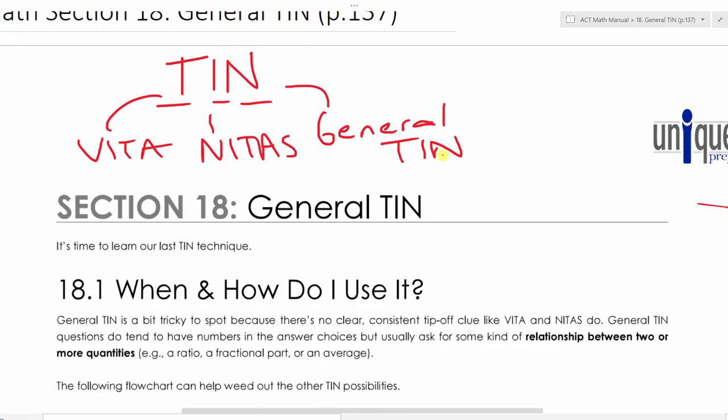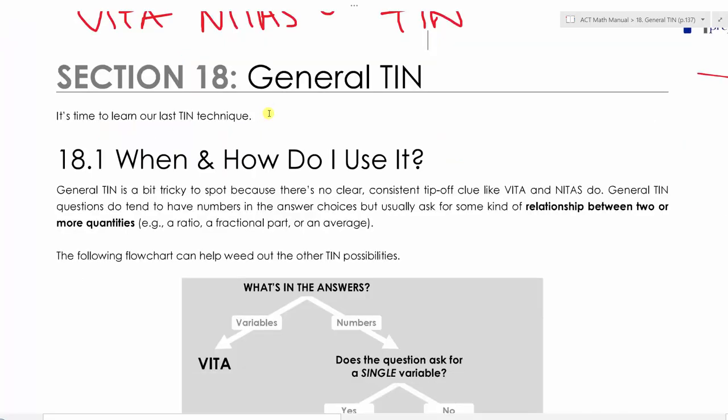Now, General Tin has some things in common with these other two tin techniques. Obviously, we are throwing in numbers here and using arithmetic rather than algebra. So at its core, yes, we're doing the same thing as we were in Vita and Nidus, but we are going to be doing things in a slightly different way. And one of the other tricky things about General Tin is that there is no consistent tip-off clue as there was for Vita and Nidus.